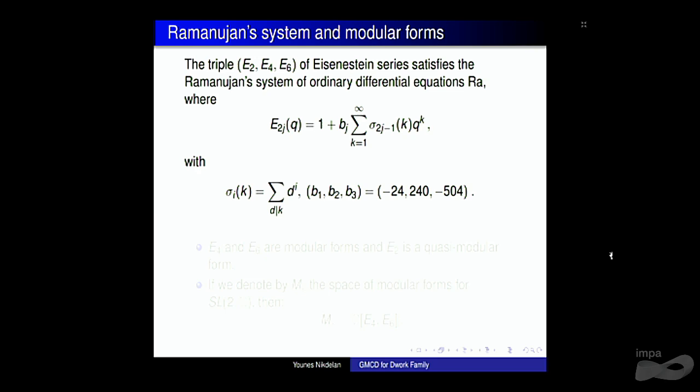I mean, E2, E4, and E6 give a solution of the vector field that we had. And as we know, E4 and E6 are modular forms, and E2 is a quasi-modular form. I don't know if they need to be defined by modular form.